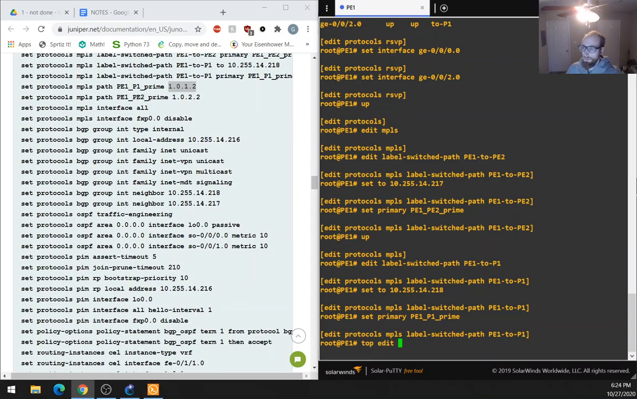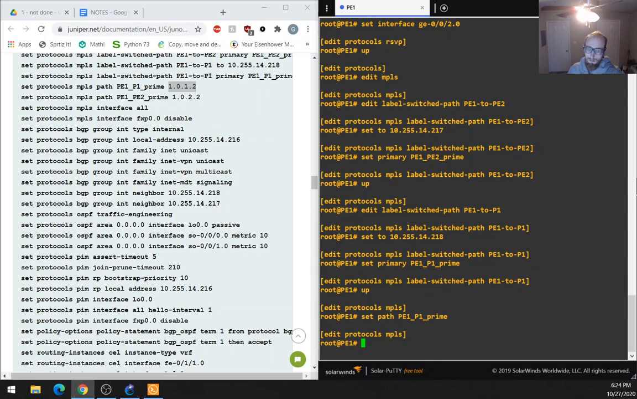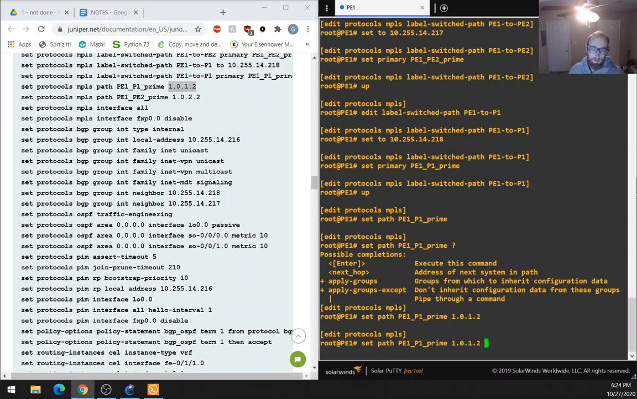So yeah, now here's those policies we called. We did not define them yet, so let's do that right now. It's going to be under protocols MPLS, path, but I do need to give it the address of the next system in the path, which is going to be the multicast address.